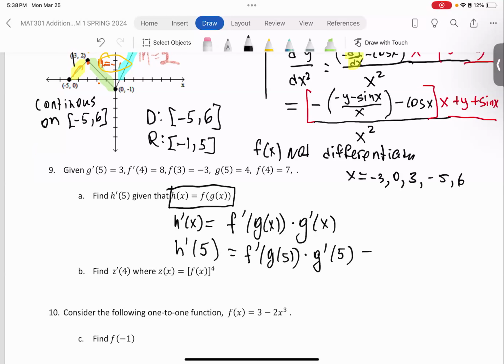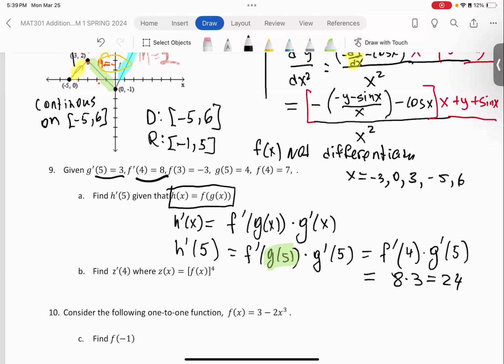All right, let's continue going. So we go from the inside. What is g of 5? G of 5 is 4. And now you read it and you see what is f prime of 4? Do I have it? 8. And what's g prime of 5? 3. So 8 times 3 is 24. So that's one.